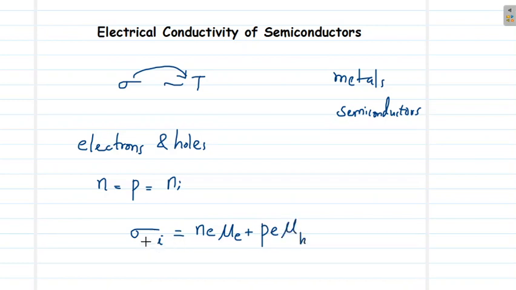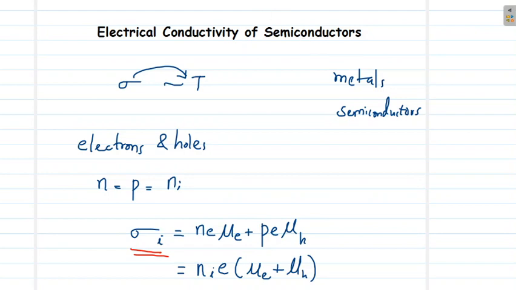This is the general equation for the conductivity of a semiconductor, where n is the charge carrier concentration of electrons, p is the carrier concentration of holes, e is the charge, mu e is the mobility of electron and mu h is the mobility of holes. Now since in an intrinsic semiconductor n is equal to p equal to ni, I can rewrite this equation as ni e into (mu e plus mu h). So in the last videos we were deriving the equation for ni and we have also analyzed the temperature dependence of mu. So let us try to understand the temperature dependence of sigma from this equation.